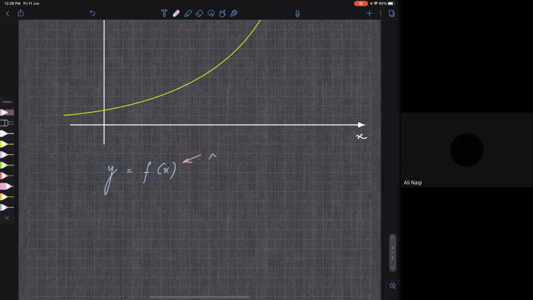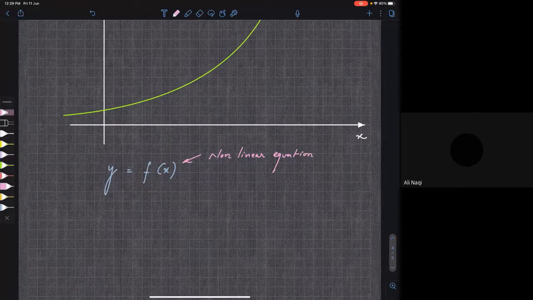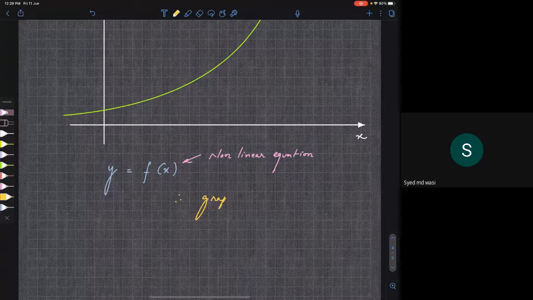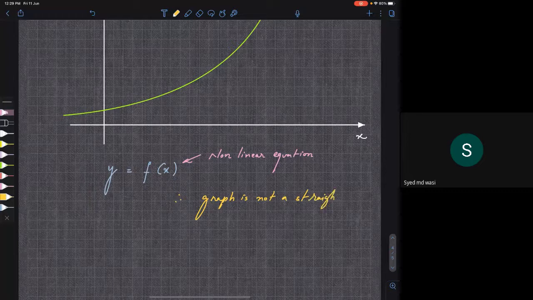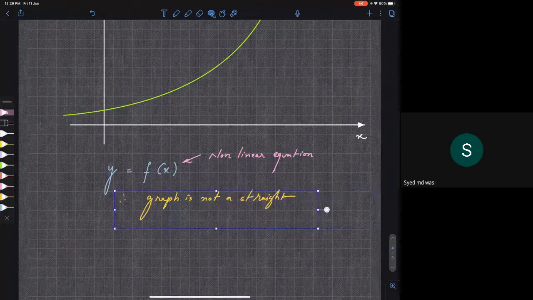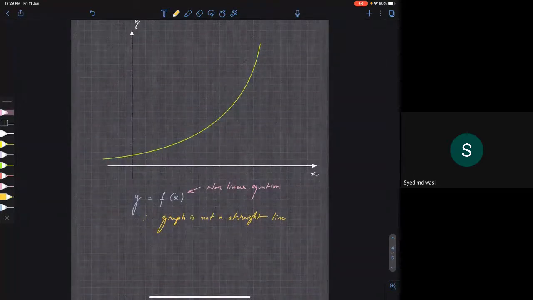Now tell me one or two examples of a non-linear equation. x square plus y square. Yeah, that is a non-linear equation. So if you have a non-linear equation, then the graph is not a straight line. Do you agree? Yes, sir. It can be a parabola, hyperbola, it can be anything. Therefore, the graph is not a straight line. Now, the problem is that when we have this kind of situation, slope is different at different points.